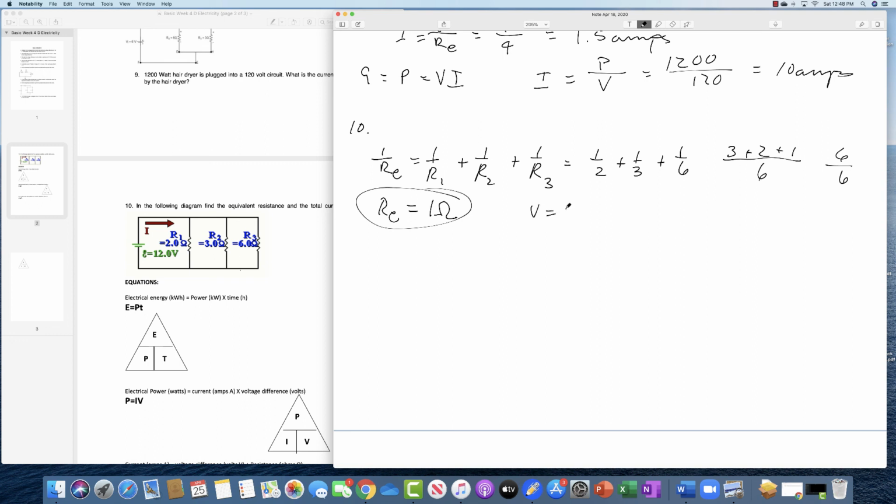And then V is equal to IR. So I is equal to V divided by R, which is going to be 12 volts divided by 1 ohm, or 12 amps. And that's the current.